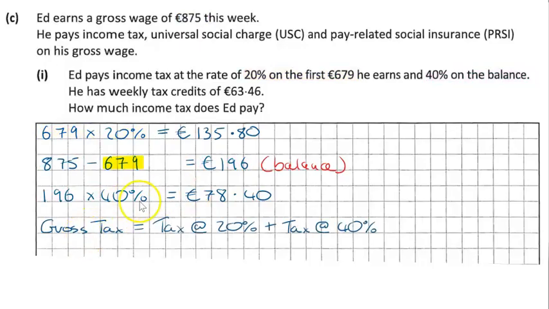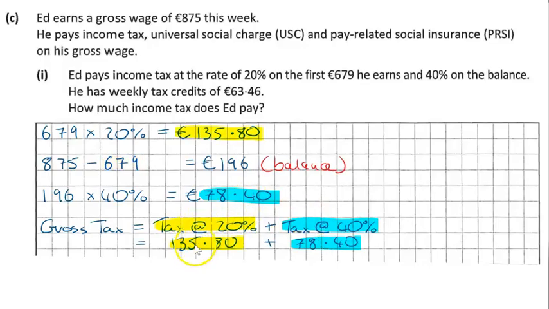So the gross tax is going to be the tax of 20% plus the tax of 40%. So the tax of 20% is 135.80 euro. That came from up here. And the tax of 40% is 78.40 euro. That came from here. So adding them, we get 214.20 euro. So that is the gross tax.